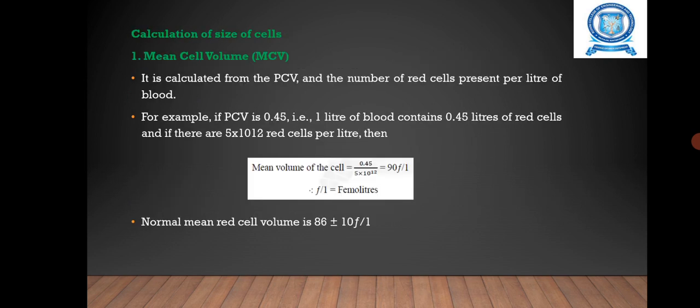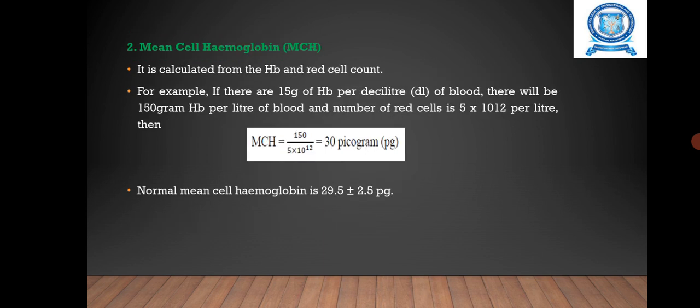First one is mean cell volume. It is calculated from the PCV and the number of red cells present per liter of blood. For example, just consider if PCV is 0.45, that is, 1 liter of blood contains 0.45 liters of red cells. And if there are 5 into 10 power 12 red cells present here, the formula is applied for the mean volume. So we will get the normal mean red cell volume as 86 plus or minus 10 femtoliters. The next one is mean cell hemoglobin.